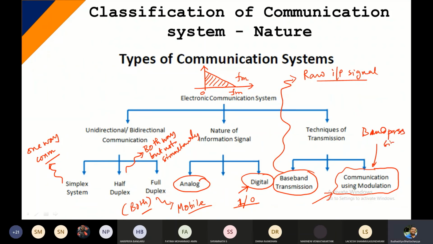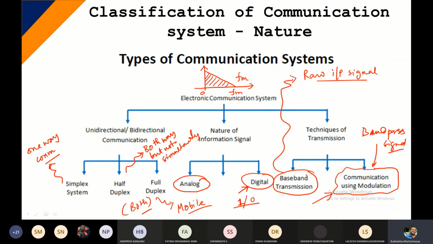Band pass signal also. So when we look at communication using modulation, it has a certain inherent advantage. So what can be the advantage? The basic advantage is that when we are looking at baseband transmission, where the frequency of operation is significantly low, you will have certain problems associated with the design of the system.